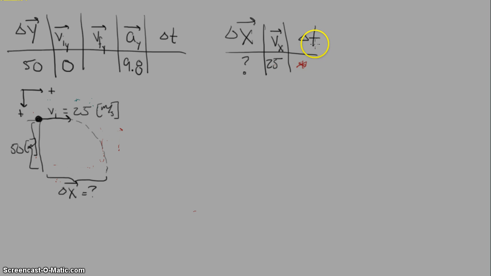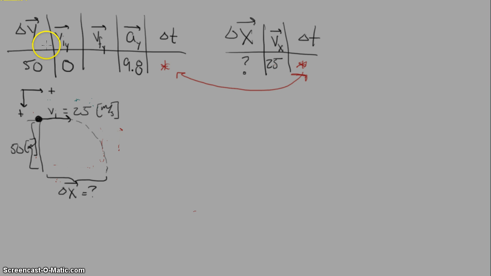So in order to find my unknown, I need to know the other two. So I need to know the time in the horizontal direction. Now luckily, with projectiles, the time in the x direction is the same as the time in the y direction. So if I can find this in the y direction, I also know it in the x direction, and I can solve for what I want. So now I'm going to focus on my y table.